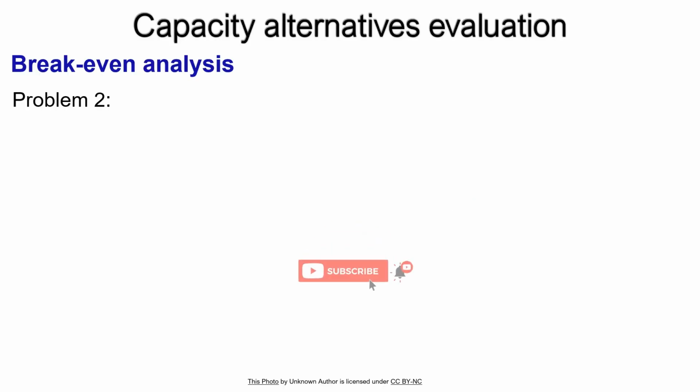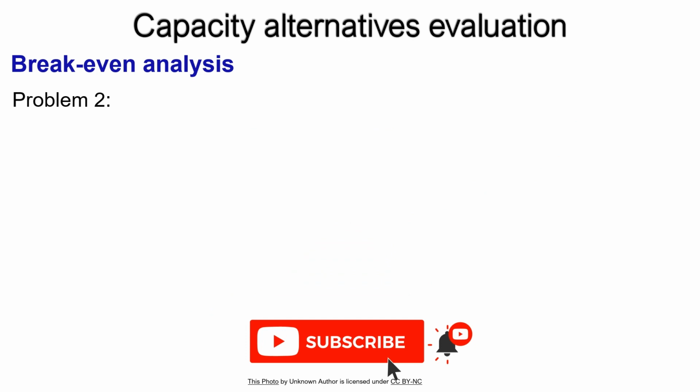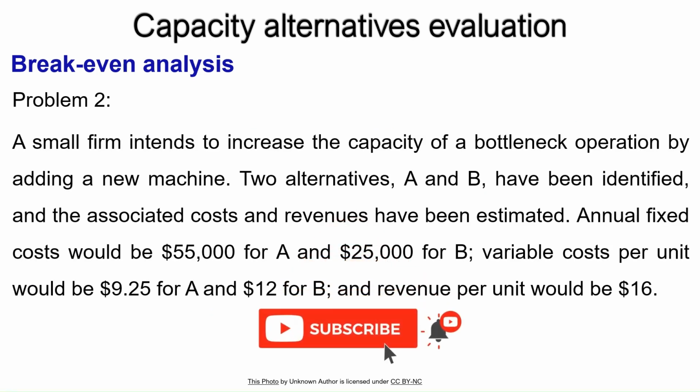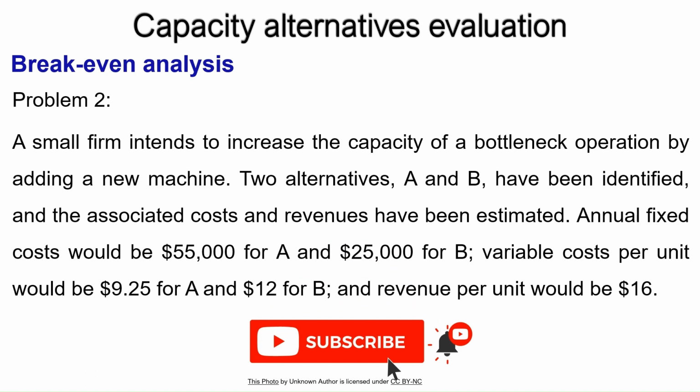In the second problem, two alternatives are compared. A small firm intends to increase the capacity of a bottleneck operation by adding a new machine. Two alternatives, A and B, have been identified, and the associated costs and revenues have been estimated. Annual fixed costs would be $55,000 for A and $25,000 for B. Variable costs per unit would be $9.25 for A and $12.50 for B, and revenue per unit would be $16.